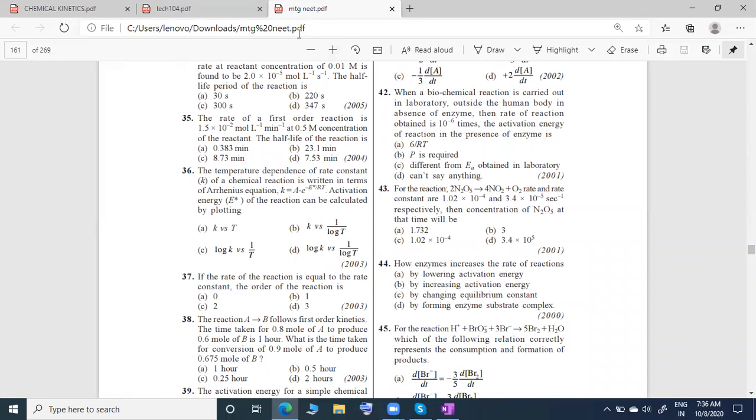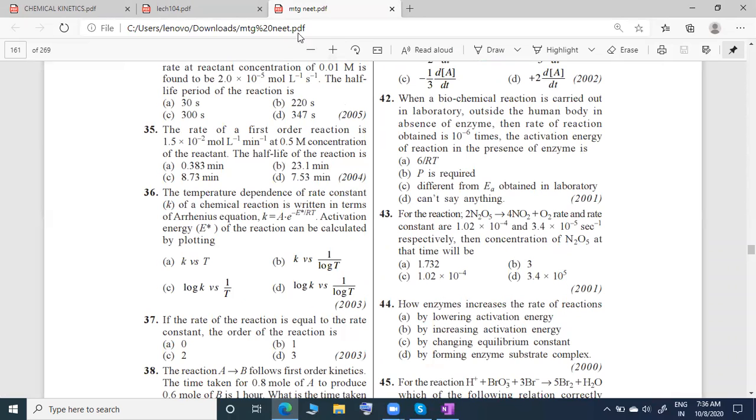This is a 2003 NEET question. I think you can see it very clearly. These are direct questions; they are not asking any difficult question. The temperature dependence of the rate constant K of a chemical reaction is written in terms of the Arrhenius equation. This is what they have given. Then they are asking about the graph. Which one is the graph?